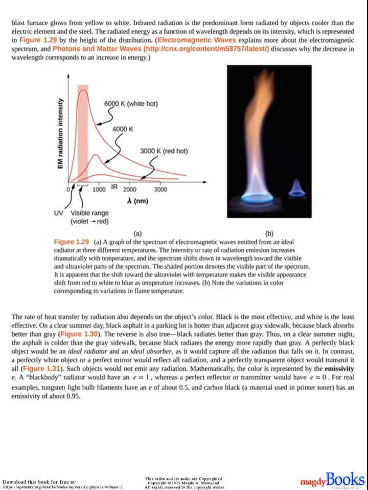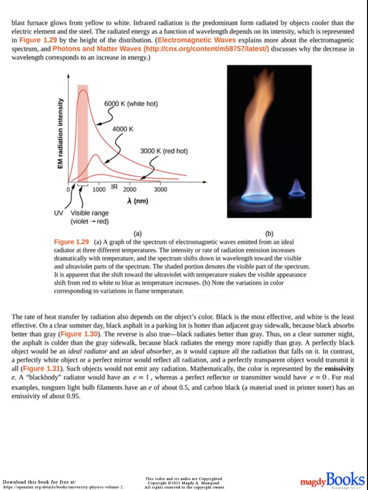The rate of heat transfer by radiation also depends on the object's color. Black is the most effective, and white is the least effective. On a clear summer day, black asphalt in a parking lot is hotter than adjacent gray sidewalk, because black absorbs better than gray, figure 1.30. The reverse is also true, black radiates better than gray. Thus, on a clear summer night, the asphalt is colder than the gray sidewalk, because black radiates the energy more rapidly than gray.